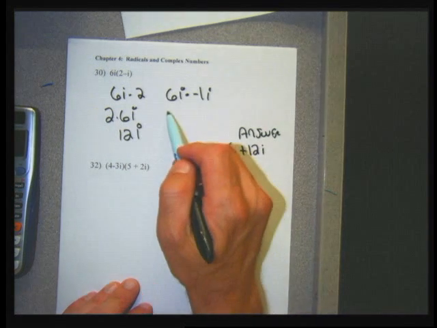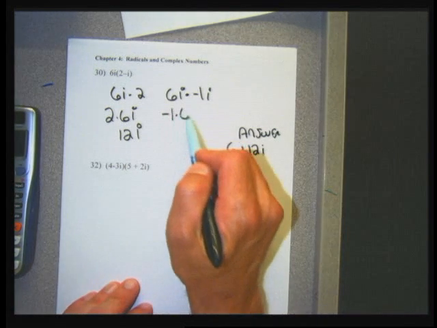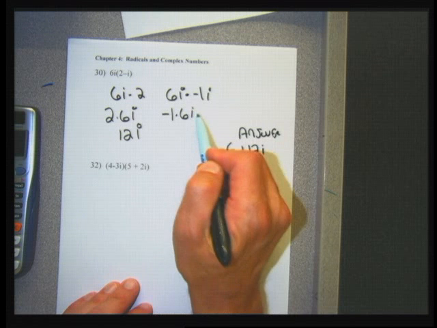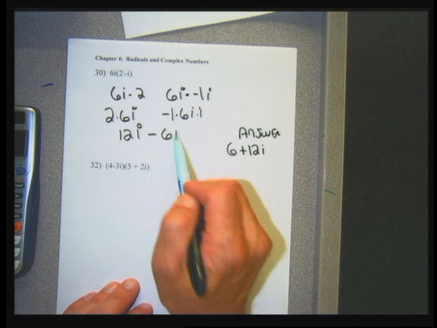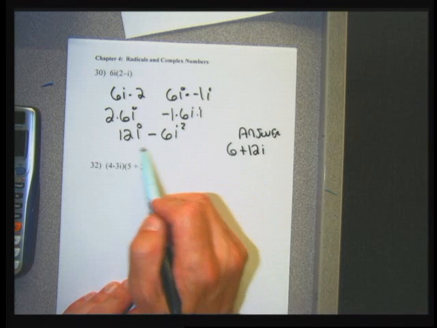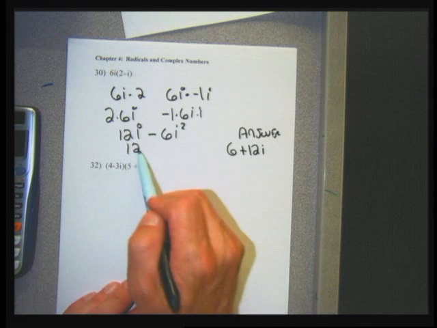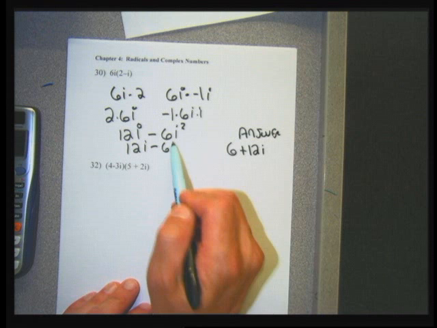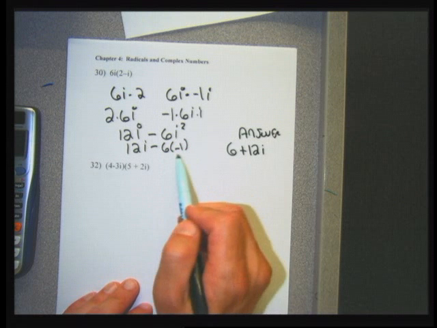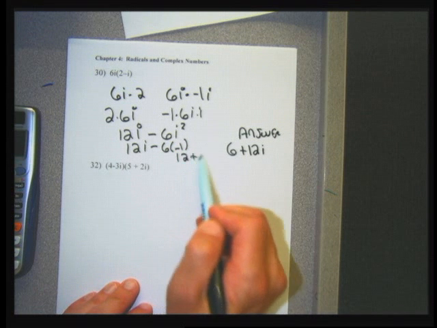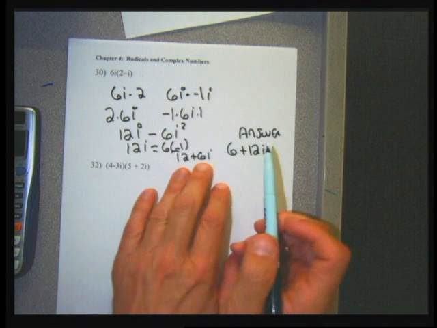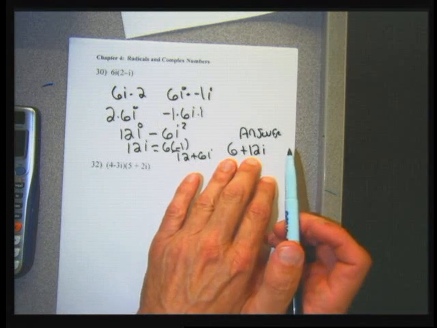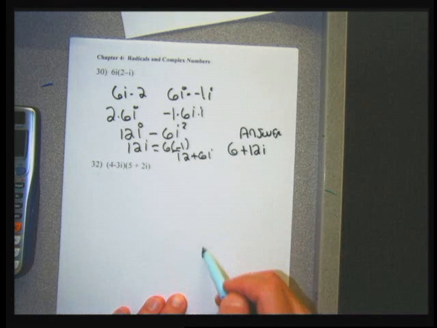And the other one, you multiply negative 1 times 6 and you multiply i times i. Negative 1 times 6 is negative 6. i times i is i squared. So this is 12i minus 6 times negative 1, which gives me 12 plus 6i because that double negative turns into a positive. I'd live with that, but you should be doing it on your calculator anyway, so that's the better way to write it.